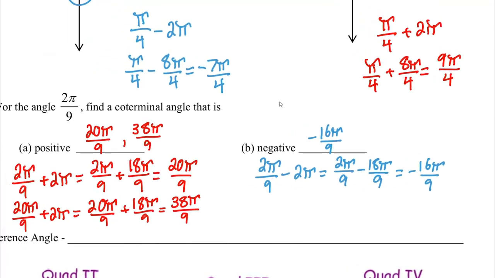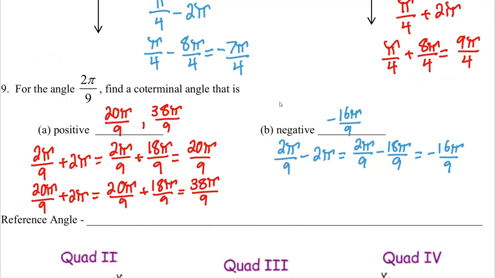Alrighty. We got one more thing we got to learn. And that is called the reference angle. And so the reference angle is an acute angle. We call it theta prime. So we draw it with a little tick mark. We call it theta prime. And it's formed by the terminal side and the x-axis.